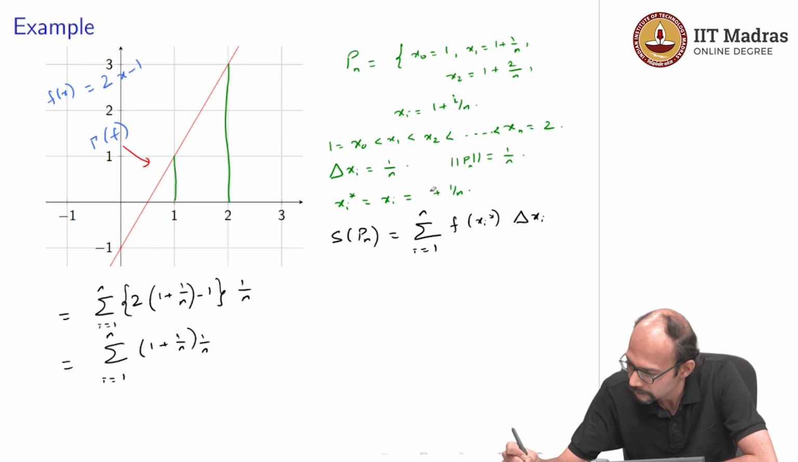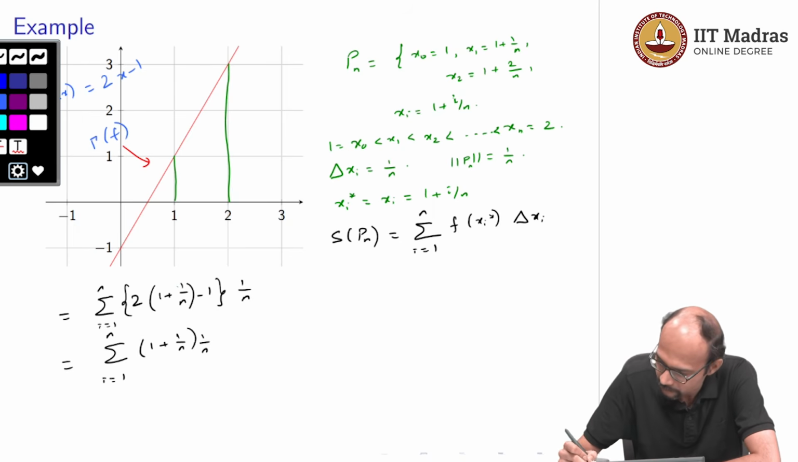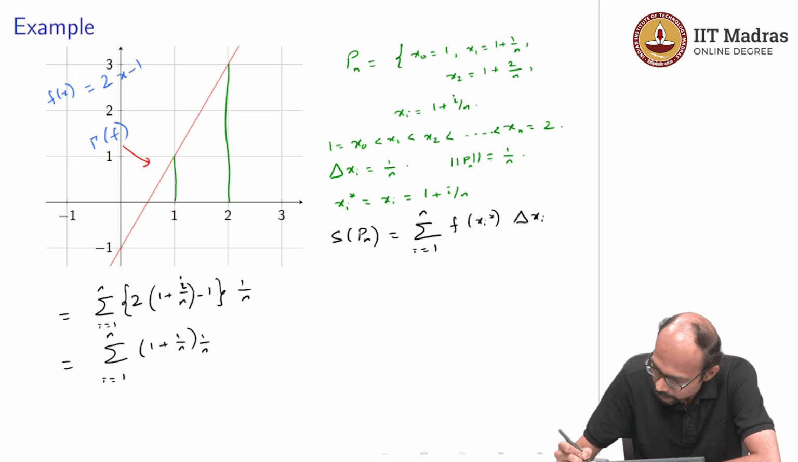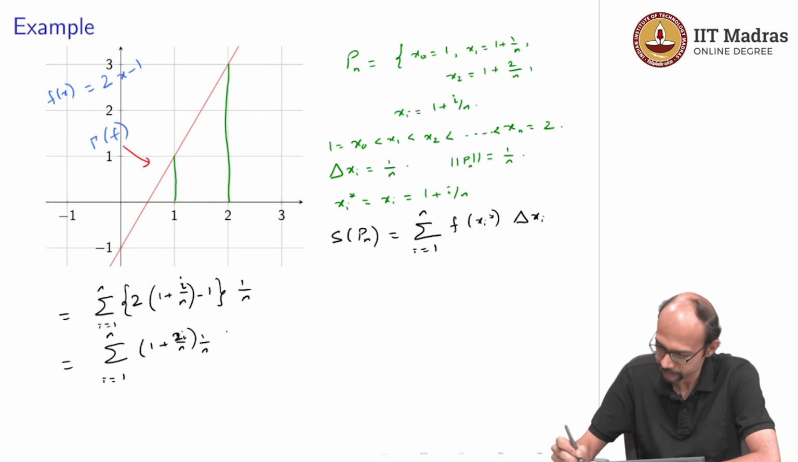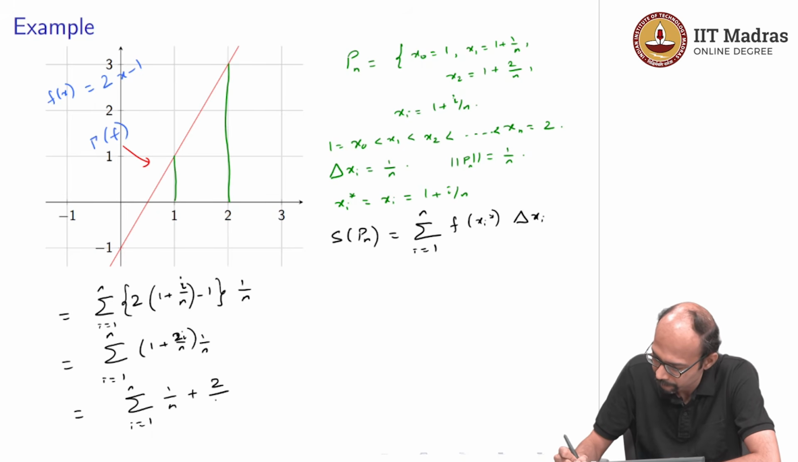So, this is, excuse me, 1 plus i by n, and so I should have here 1 plus i by n, and this should be 1 plus 2 times i by n times 1 by n. Okay, I think now we are okay. So, I have two sums here. Summation i is 1 through n, 1 by n, plus, well, that is inside the sum, summation i is 1 through n, 2 times i by n squared.